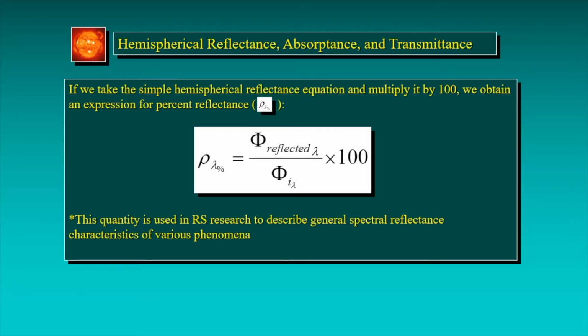And this is a very important quantity in remote sensing research because it enables us to describe spectral reflectance characteristics of various types of phenomena. And with remote sensing, we are essentially doing remote chemistry. So with spectral reflectance curves for different types of materials, those data enable us potentially to estimate various biochemical, biophysical properties of various types of Earth's surface materials and various types of objects. So it is an extremely critical and very commonly used quantity in remote sensing.